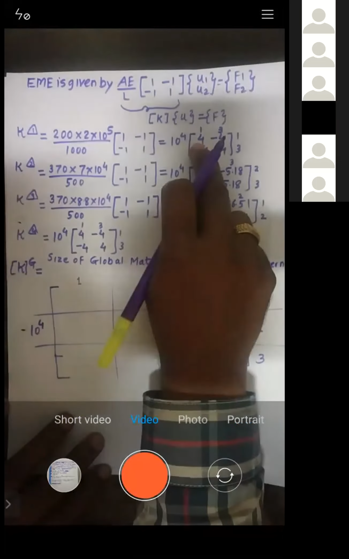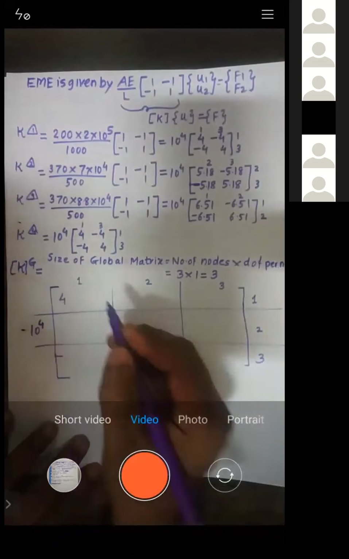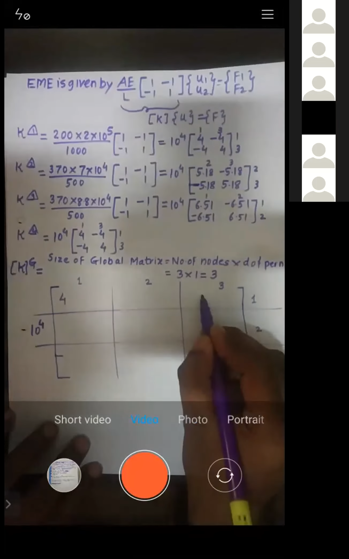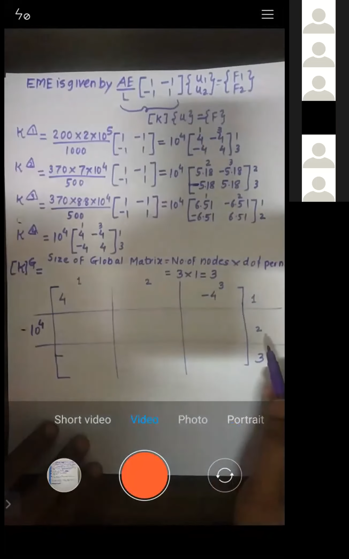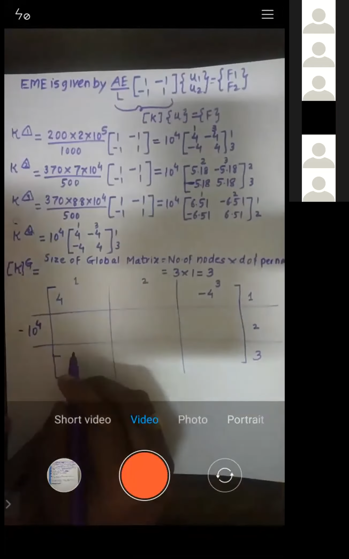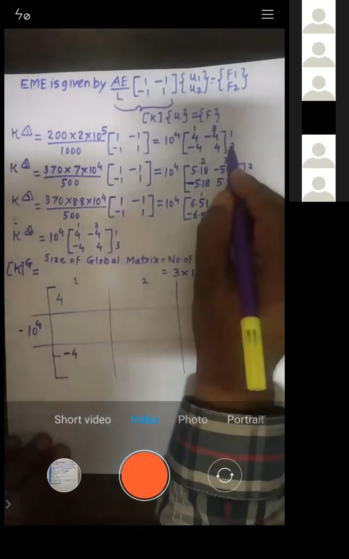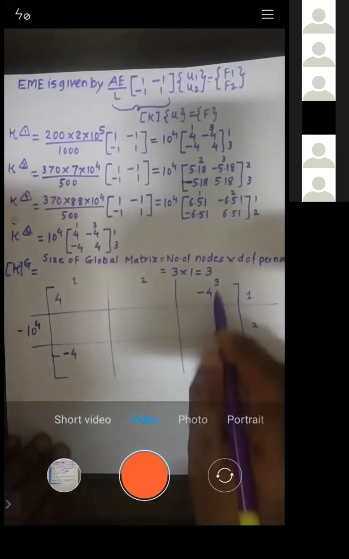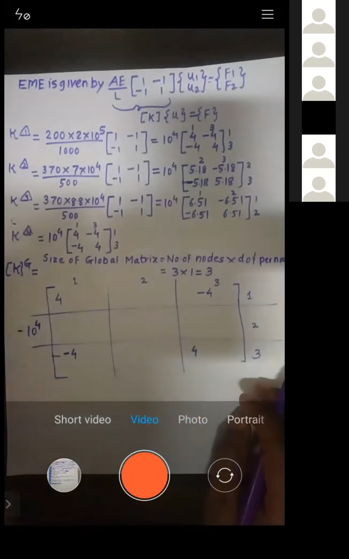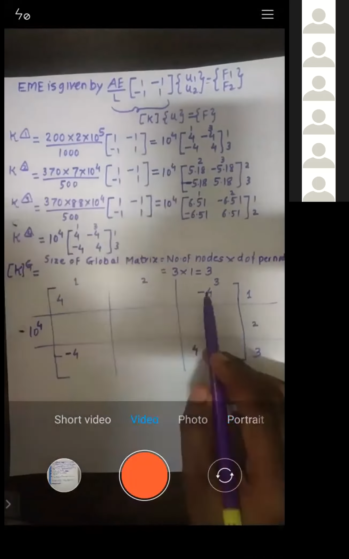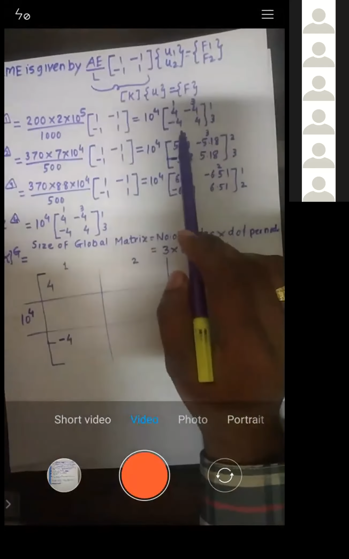What is the position of this? It is 1, 1. So at 1, 1 you place 4. Then at 1, 3 you put -4. Next 3, 1, so at 3, 1 you again put -4. Are you able to get this? At 3, 3 it is 4. Is it okay? See, 4, -4, -4, 4. This is your matrix.